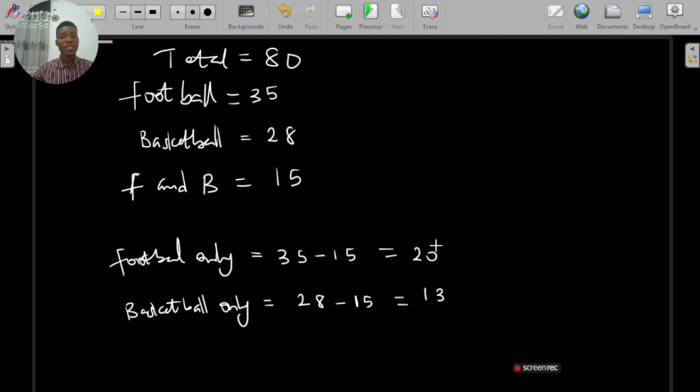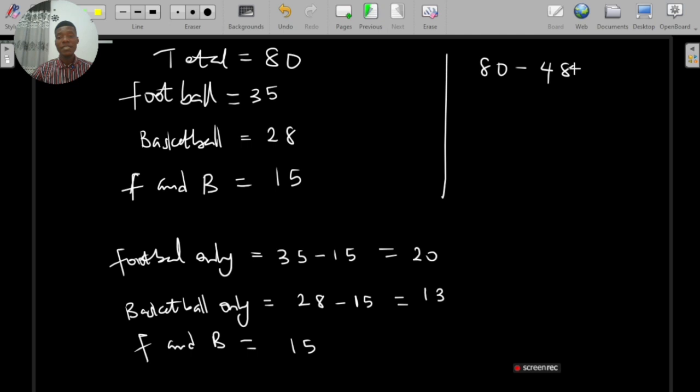And with this, how many are they altogether? Both for football and basketball, that's 15. So when you do the total of this, you have 48. And you come over here and say that the total number of students in consideration, which is the universal set, is 80. 80 minus 48 is equal to 32. So it means that we have 32 students left who are not mentioned here. Maybe they do some other sports, not football and basketball.